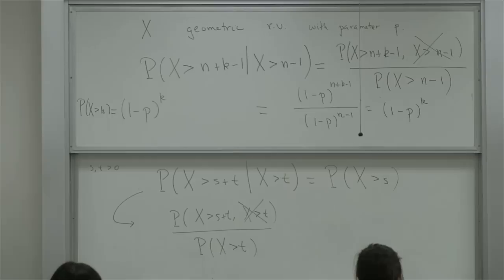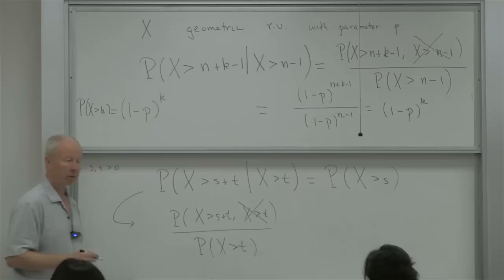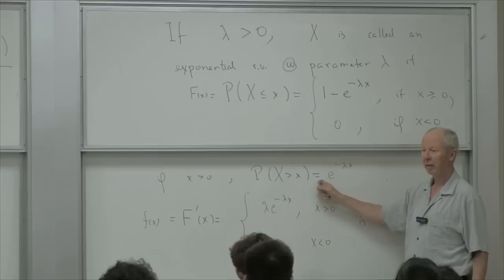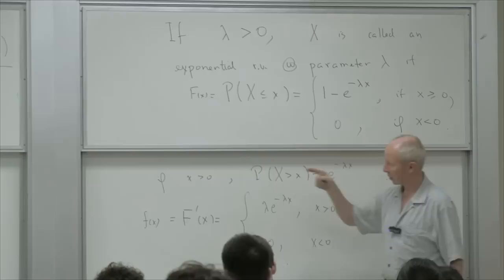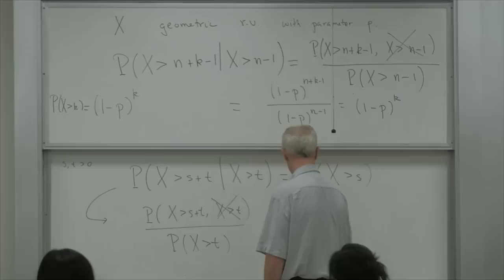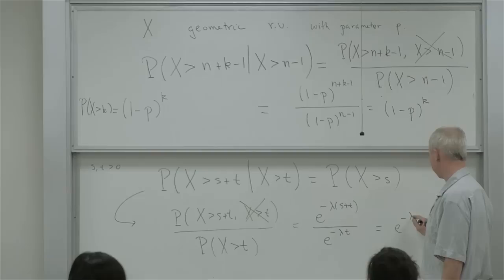And now, do we know how to compute the numerator and denominator? Well, what random variable is this? This is the exponential. And here it is. The probability an exponential is bigger than this value would be e to the minus lambda times that value. Okay. So what's x in the numerator? It's s plus t. And here it's e to the minus lambda t. And that's e to the minus lambda s, which is, in fact, the probability capital X is bigger than s.